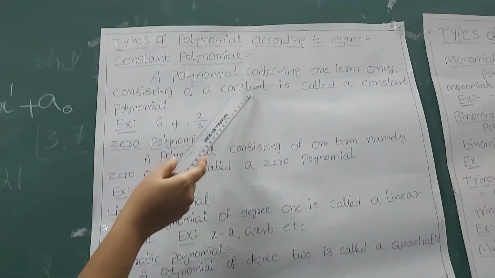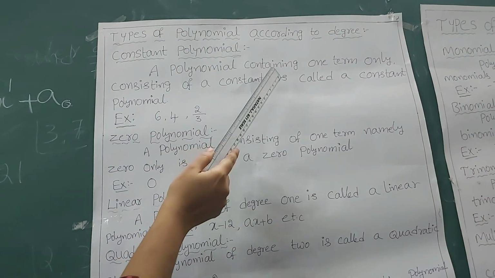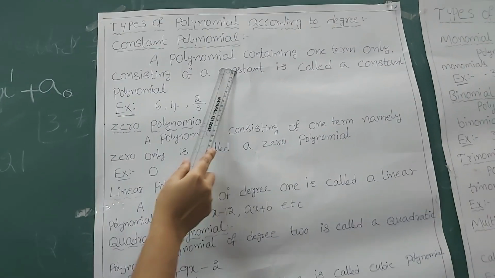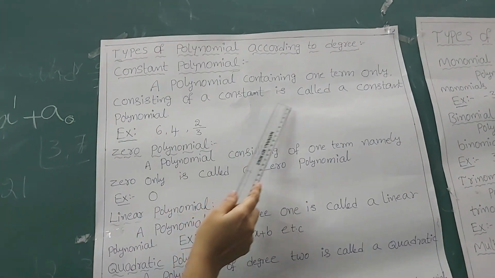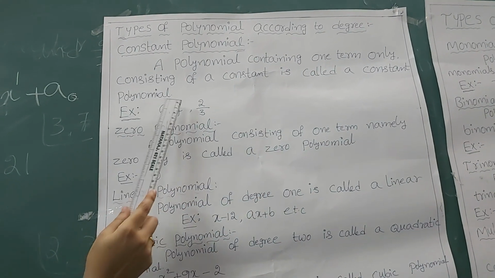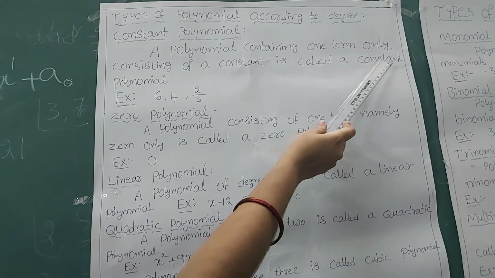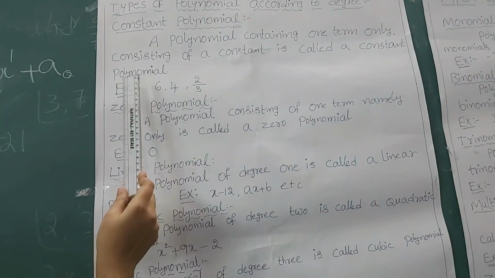Types of polynomial according to degree. Constant polynomial: a polynomial containing one term only, consisting of a constant, is called a constant polynomial.